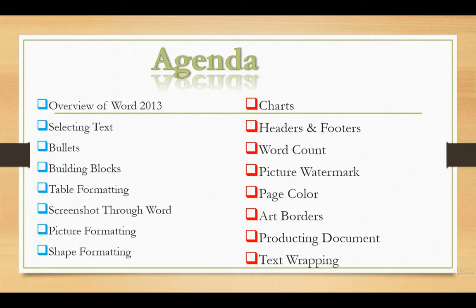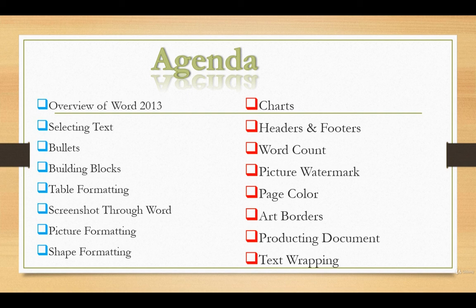In the course of Microsoft Word 2013, you will learn many more new things. Our course agenda is, first of all, I will tell you an overview of Word 2013, and after that I will tell you how to select a text, word, character, paragraph with the help of a mouse and keyboard. And next we discuss bullets, and after that we discuss building blocks, how to create different types of building blocks, and how to add text in building blocks.